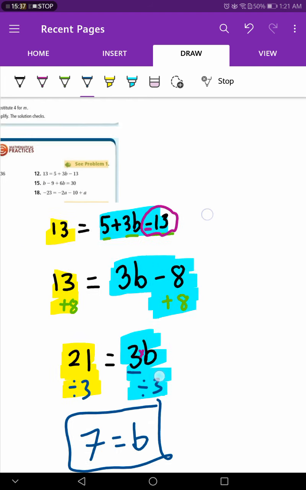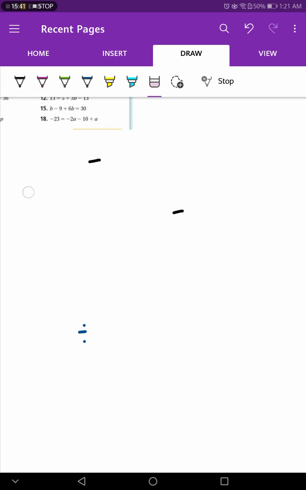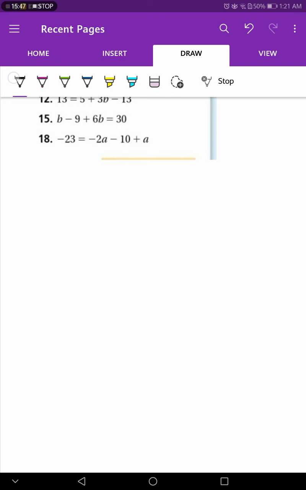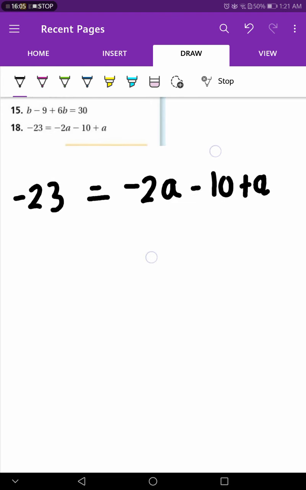or boys. Okay, now I will move to question number 18, which is negative 23 equals negative 2a minus 10 plus a. My dear student, don't be scared about this. It is very easy.